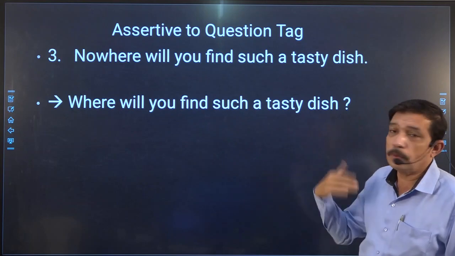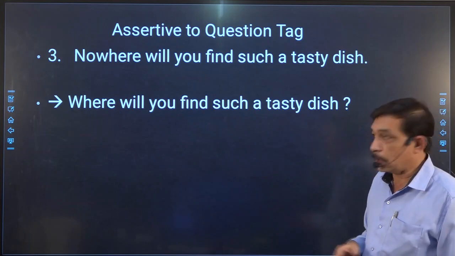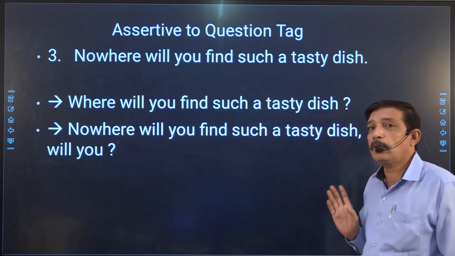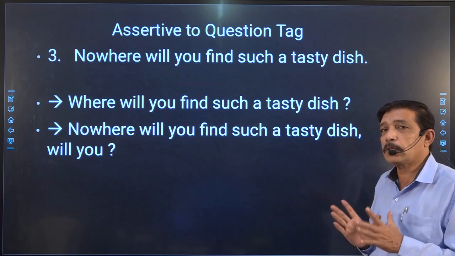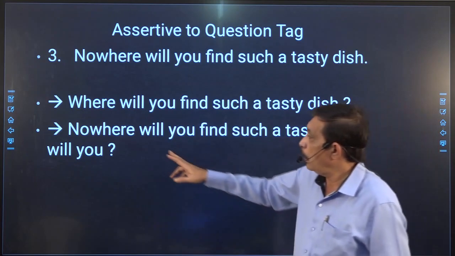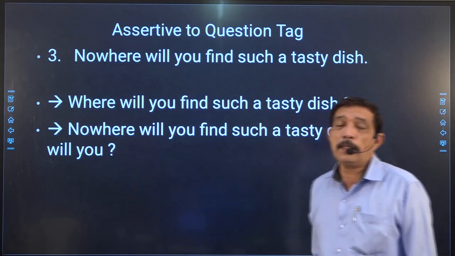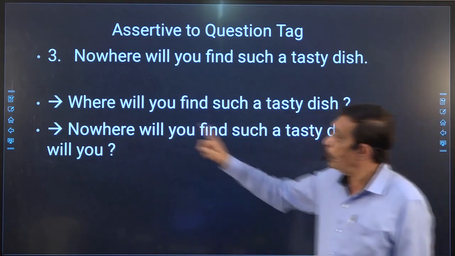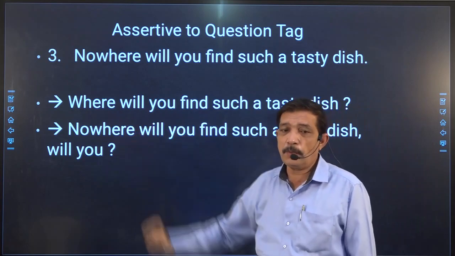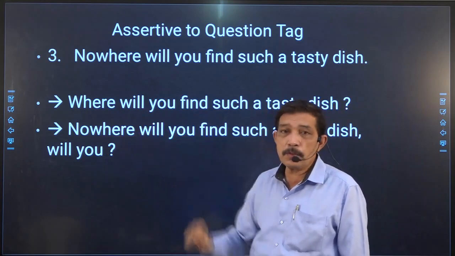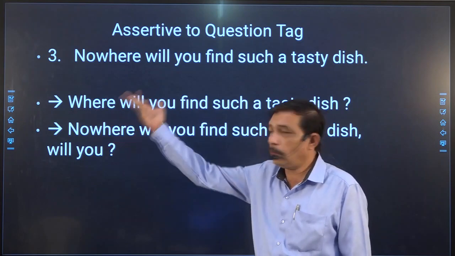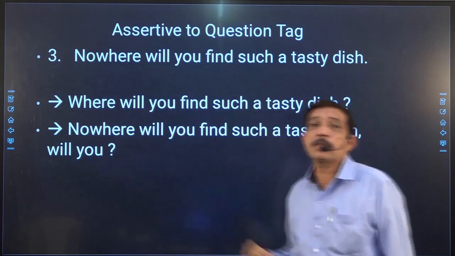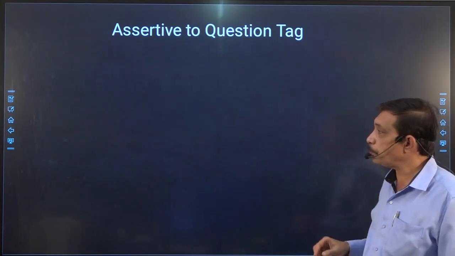Now how to change that into a question tag? Nowhere, we know we simply have to write down the question. So first thing is you write down the question as it is, and nowhere, no is already there, negation is to be removed. So will you, yes, will you is over here. We remove where, because here we are using nowhere in the sentence, so we have to exclude where. Then what remains? Will you. That same thing is to be added as the question tag.